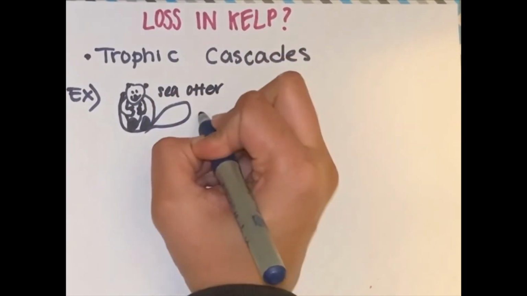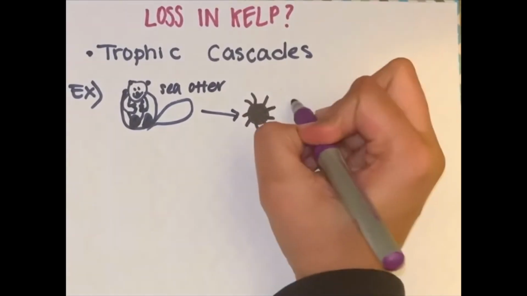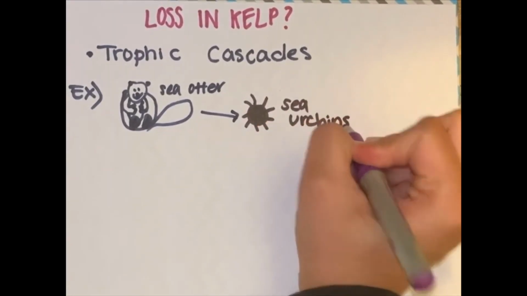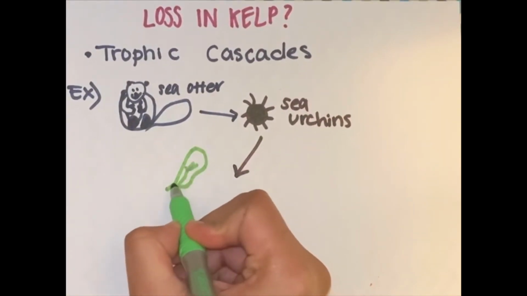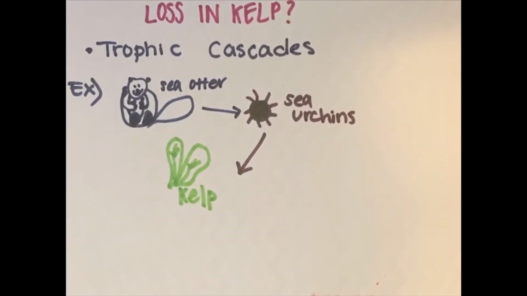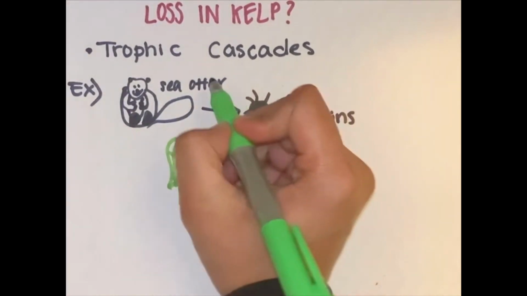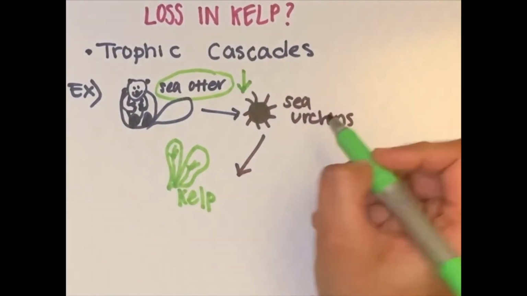These animals, called sea otters, like to feed on an organism called sea urchins. Sea urchins like to feed on algae, called kelp. Let's say that humans are hunting sea otters for their fur. As a result, their population starts to decrease.